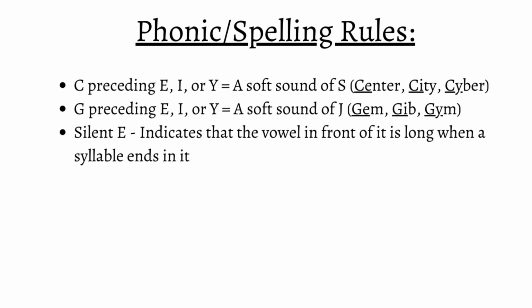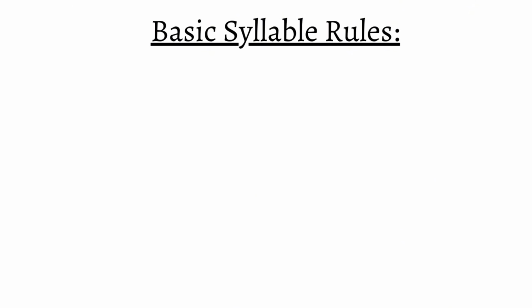English also has the silent E, which indicates that the vowel in front of it is long, when a syllable ends in the silent E. Common words of that are make, gene, kite, rope, use, and many more. Aside from phonic rules, there are basic syllable rules that show how to break up a multisyllable word into syllable parts.